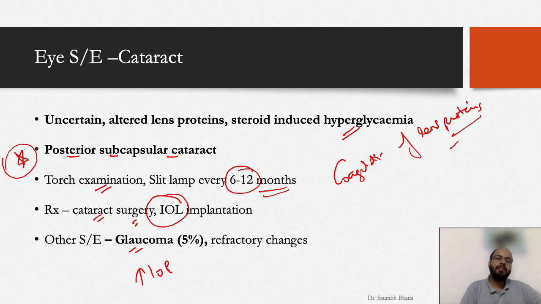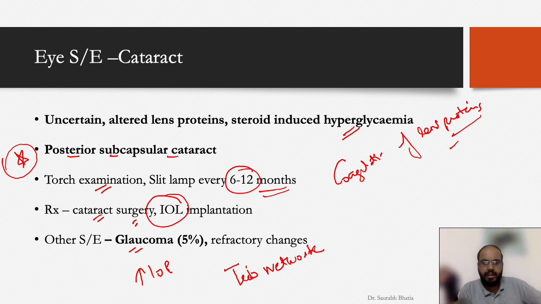The mechanism is that there is a trabecular network inside the eye. A trabecular network is just like a sieve, a mesh, through which aqueous humor in the eye is drained and absorbed by the blood vessels. If that network is blocked, there will be increased aqueous humor inside the eye, and this will lead to increased pressure in the anterior chamber of the eye, causing glaucoma. Additional side effects are refractory changes can also occur.